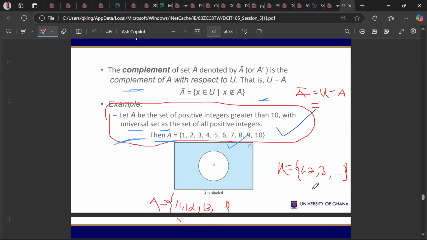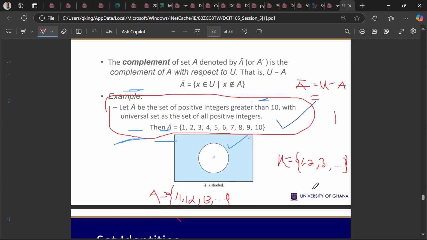And I was saying that when you're looking for a complement, you're looking for figures that are not in A, but can be found in the universal set. And so the only numbers that cannot be found in A, but can be found in the universal set, have to do with the figures which begin from 1 to 10.